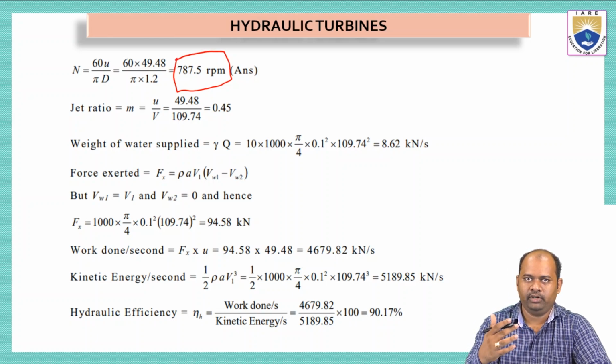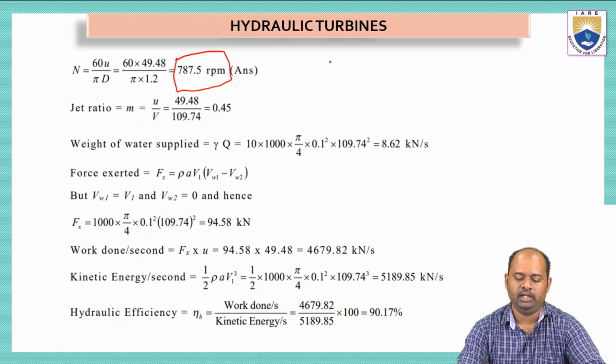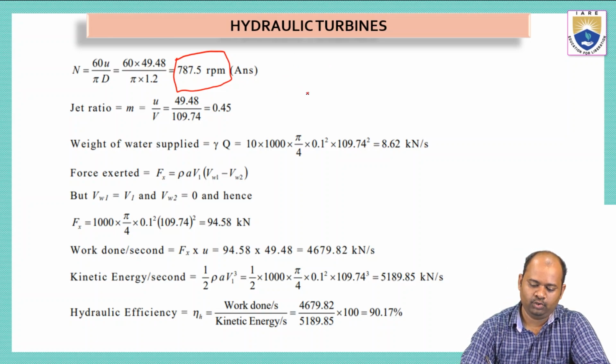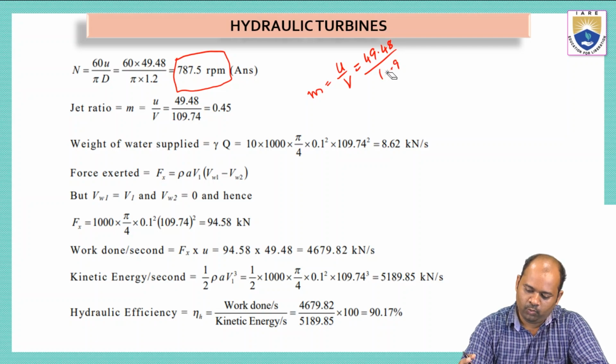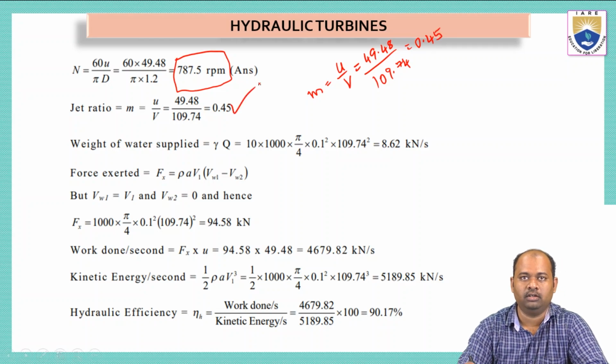Okay, so we are calculating one thing after another. We have calculated the relative velocity by using the equation that is given, and now we have calculated the speed, and now we will calculate the jet ratio. So m is equal to U by V. U by V, this will be 49.48, and V stands for the velocity that is calculated, 109.74. This will give you a value of 0.45. So this is what we got.